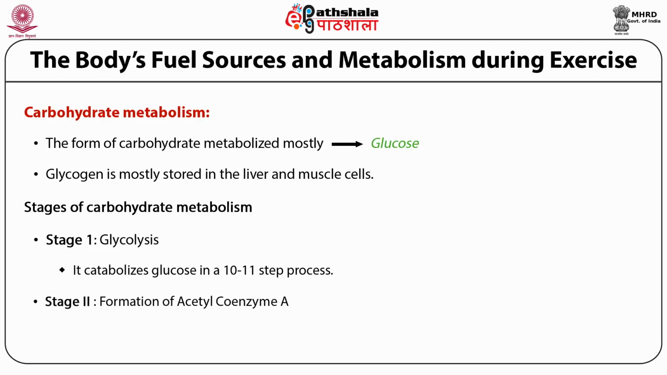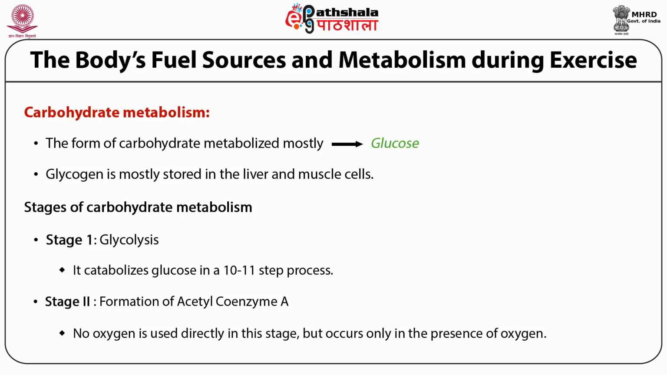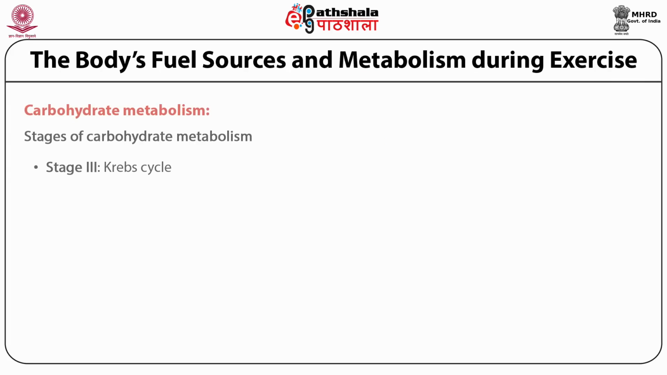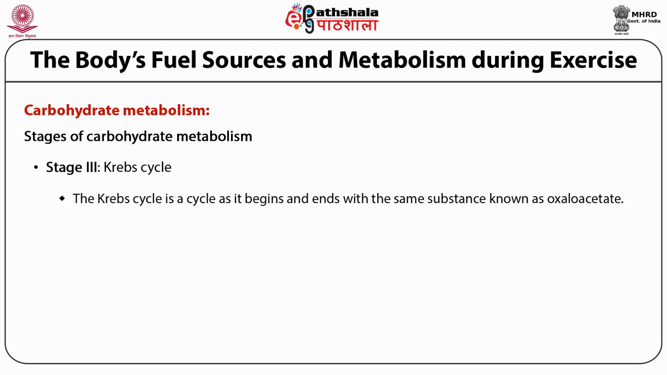Stage 2 includes the formation of acetyl coenzyme A. It involves the conversion of pyruvate to acetyl coenzyme A within the mitochondrial matrix. No oxygen is used directly in this stage but it occurs only in the presence of oxygen. Stage 3 involves the Krebs cycle. The Krebs cycle is a cycle as it begins and ends with the same substance, known as oxaloacetate.